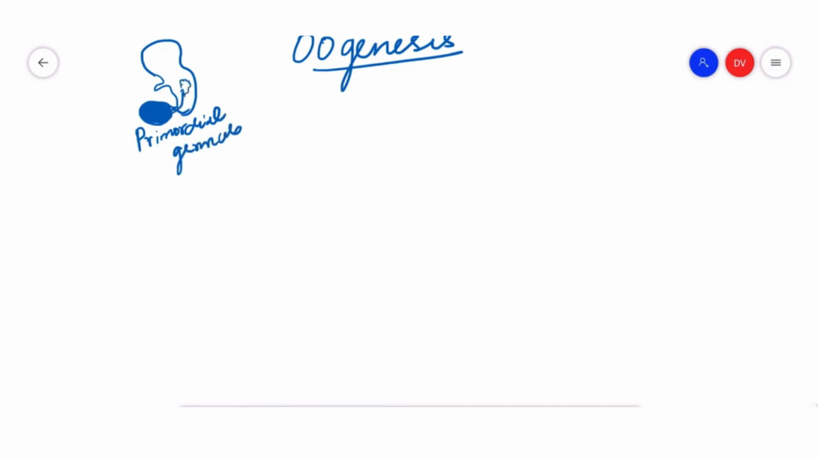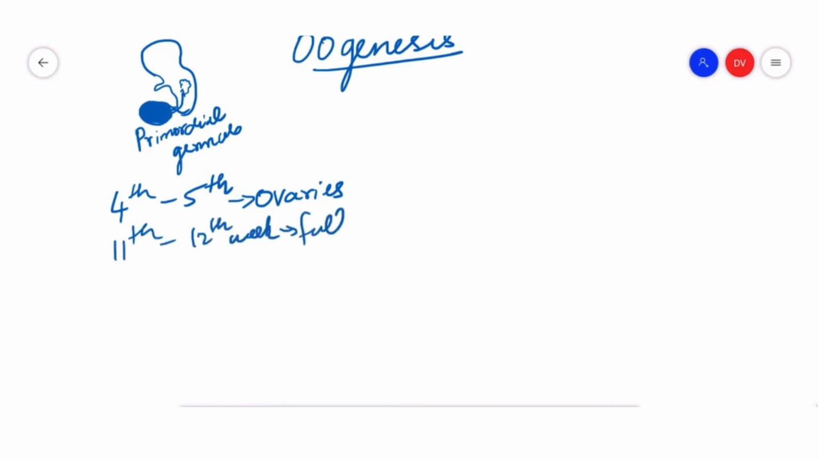So where does this occur, guys? During intra-embryonic life, which means when the baby is developing inside the mother's womb. So even before birth, all this is happening. If you ask me exactly when, from the 4th week to the 5th week of pregnancy itself, the ovaries start to form, right? The gonads basically. In a male child, testes will start to form, and in a female child, ovaries will start to form. And by the end of the 11th to 12th week, they will be fully developed.